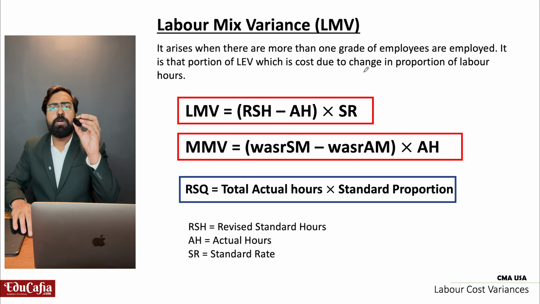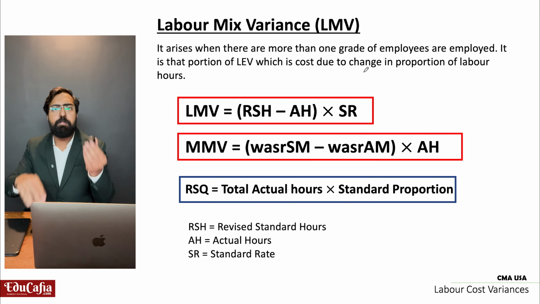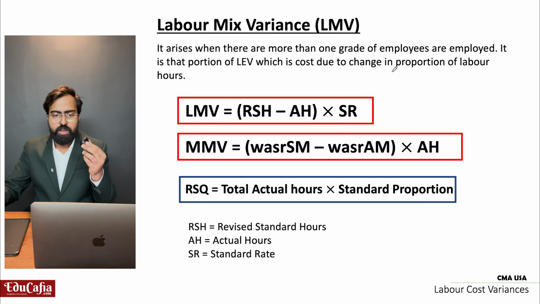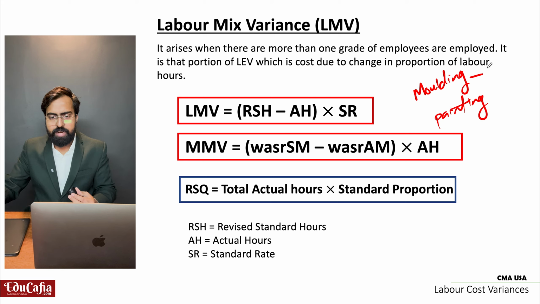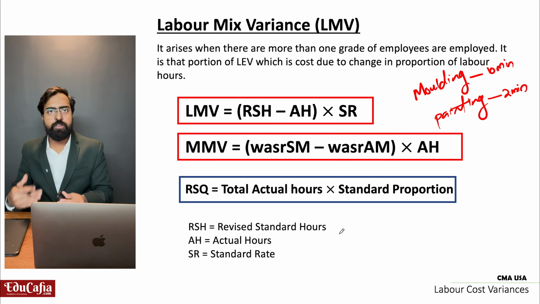If you are producing this product, there are two processes, molding and painting. For molding you can take 10 minutes. For painting you can take 2 minutes. If it is one product, 10 minutes and 2 minutes. If it is two products, 20 minutes and 4 minutes. If it is three products, 30 minutes and 6 minutes. Like that it will increase.